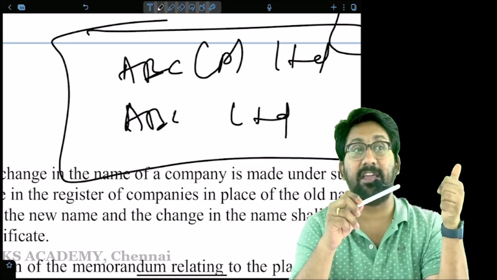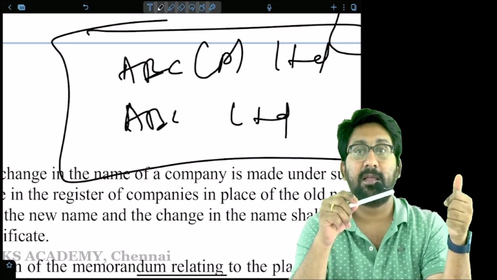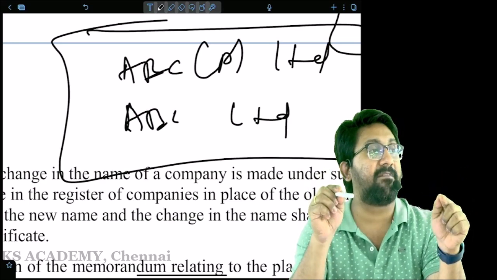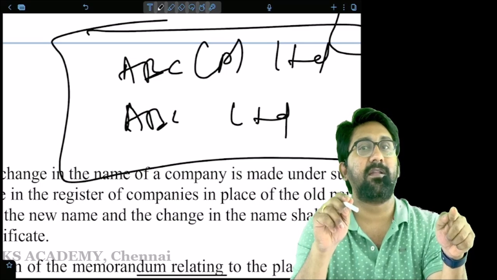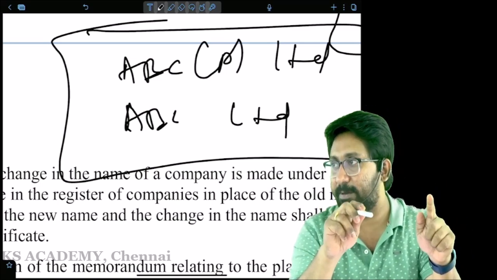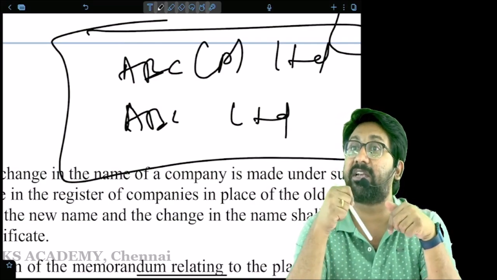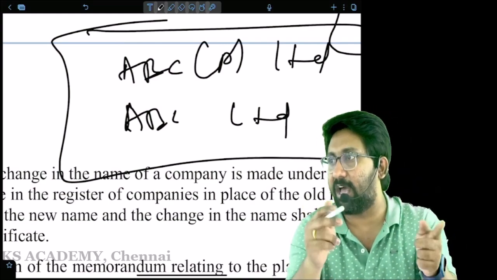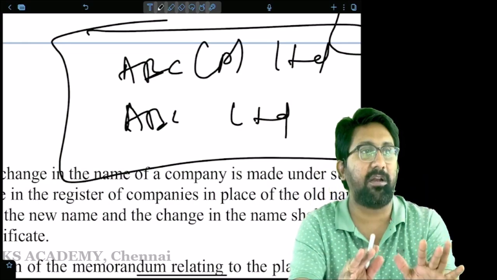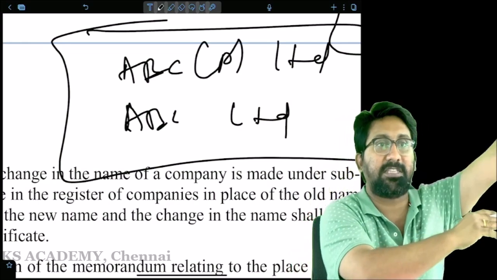MOA alteration. Why MOA alteration? Adding the word private, deleting the word private. Deletion of the words private. MOA altered, done. After that you will file the altered MOA with the ROC. ROC will register your altered memorandum. This is all about name clause alteration.